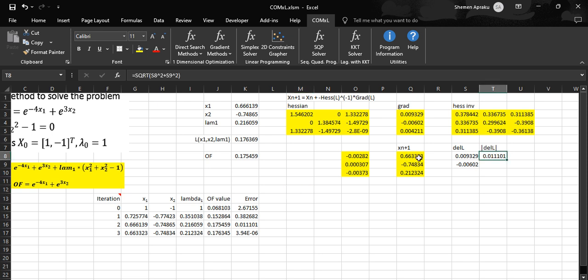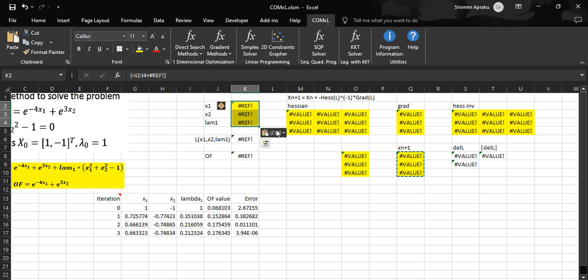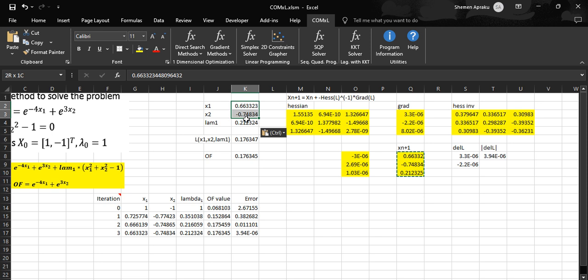So if I want to do the next, I copy this and I place it in here. I want to copy the values. So now our error is getting closer to what we specified, and the value of the new xn plus 1 is 0.663323. So just copy this and paste it here. We want only values. So this error is the error with respect to these values of the Lagrange function variables. So that is using Excel to solve sequential quadratic programming problems.